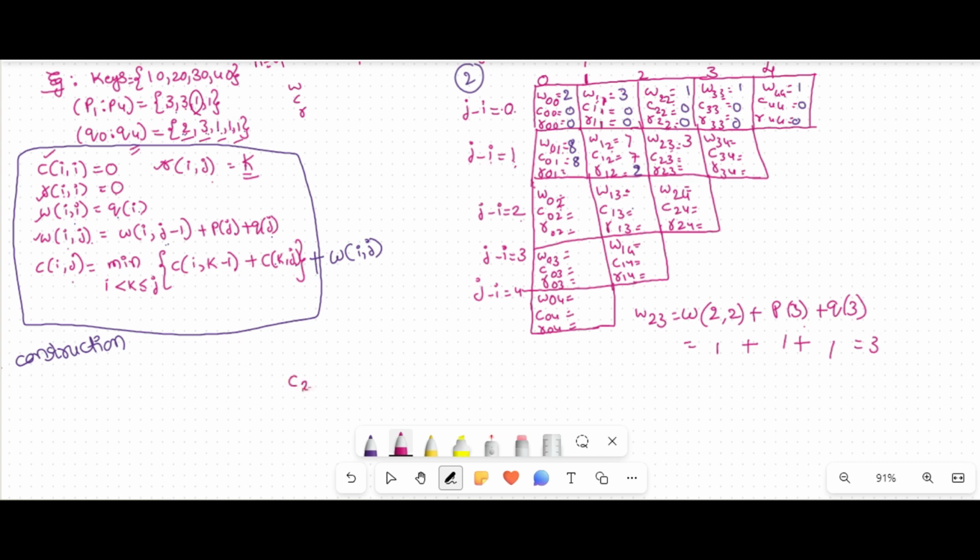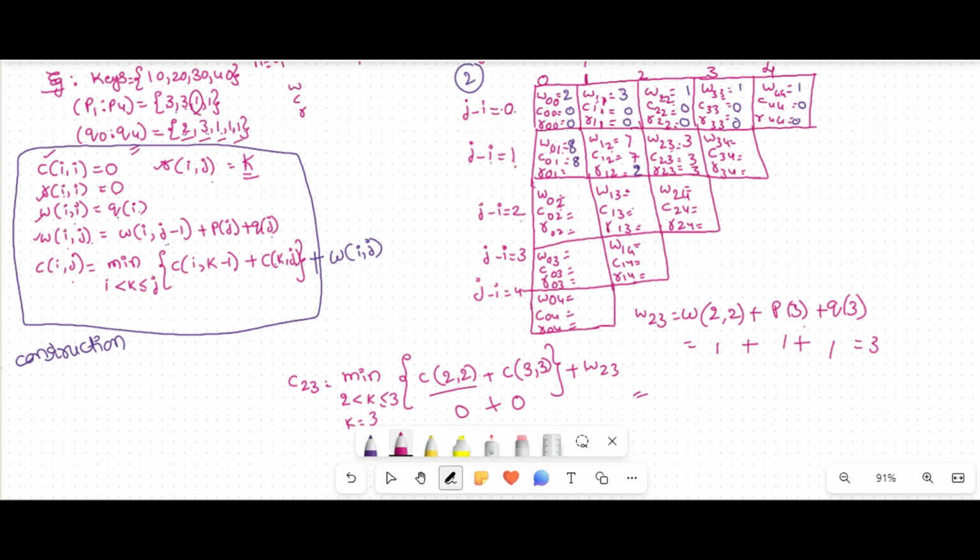What is C23? So now how to calculate C23? C23 is minimum of 2 less than K less than or equal to 3. Then C of I comma K minus 1. I value is 2, K minus 1. What is the value of K? K value is 3, K minus 1 is 2, plus C of KJ, K value is 3, J value is 3, plus W23. So C22, what is C22? Here you have already calculated 0, plus C33, already you have calculated 0. W23, what is W23? You have done. So 3. For what value of K have you calculated C23? 3. So R23 is also 3.